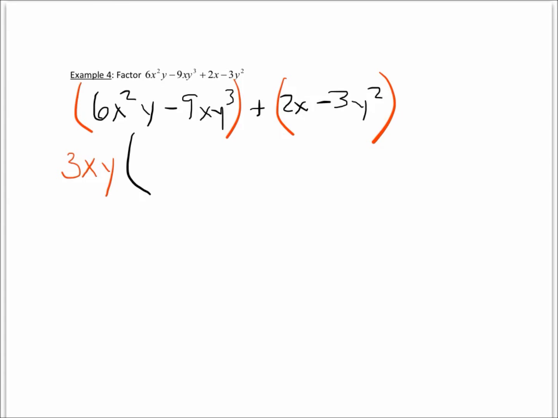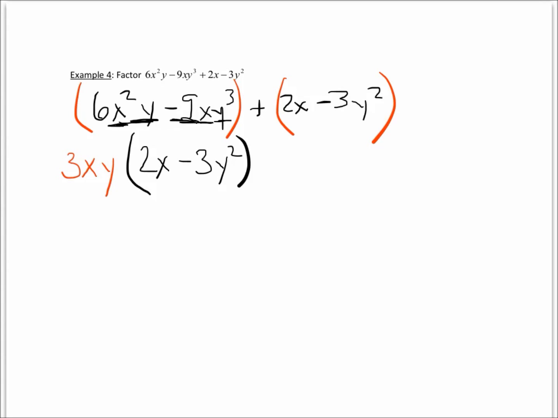Now what's left? Well, 6 divided by 3 is 2. I originally had 2 x's. I pulled one out, which means one's left. And then out of the 1y that was there, I pulled it out, so no more y's remain inside. Minus, I had a negative 9 divided by 3. Leaves a 3. That x got pulled to the outside. There's no more x left inside. But I had 3 y's and I pulled only one of them out, which means 2 remain inside.